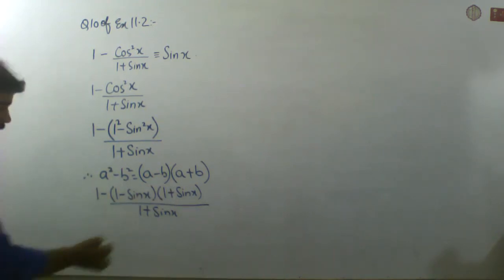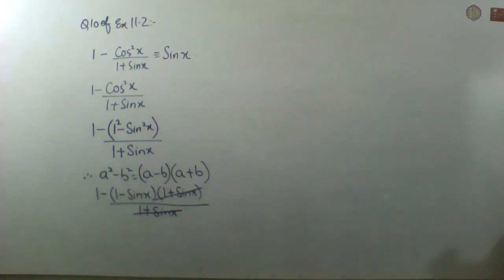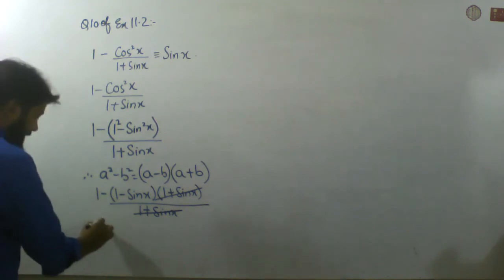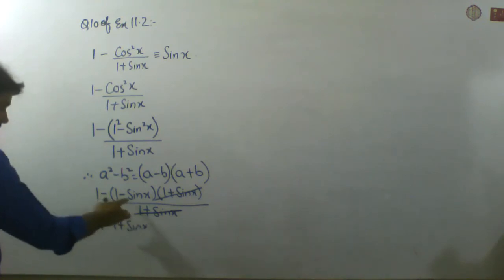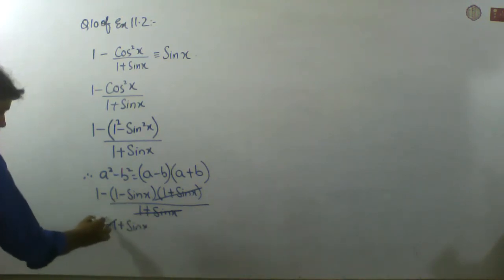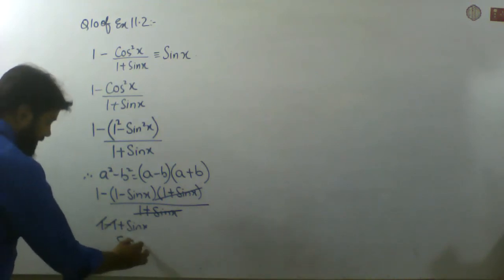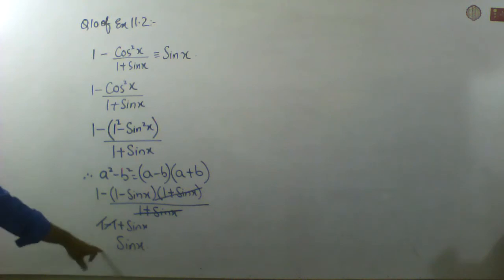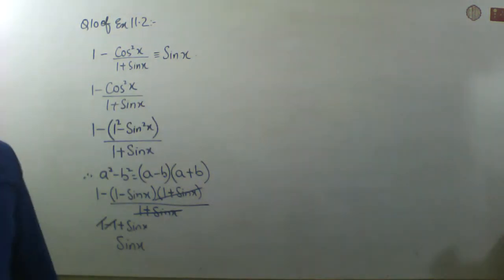So what I am going to do, 1 plus sin x will cancel 1 plus sin x over here, right? So I will have 1 minus (1 plus sin x). I have applied the minus sign on the bracket. So minus 1 plus 1 will be cancelled, and the final answer over here will be sin x, which was the required answer.